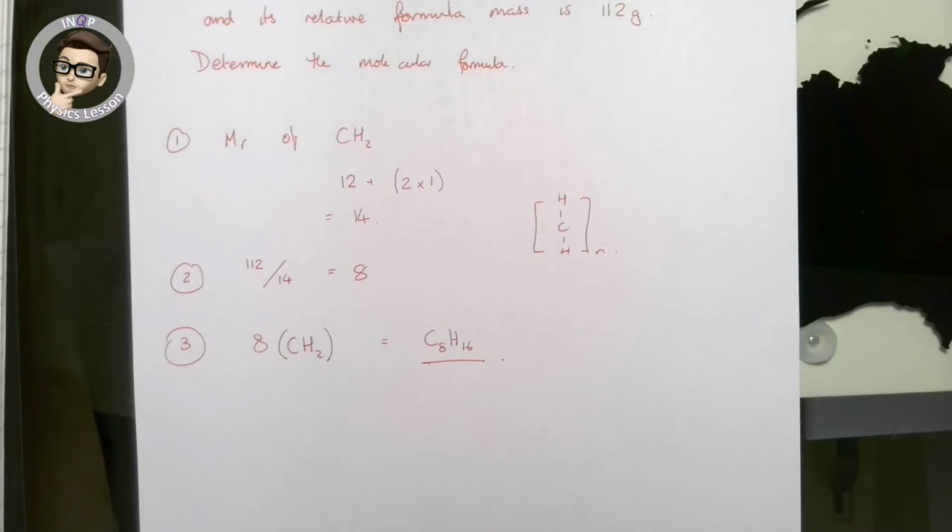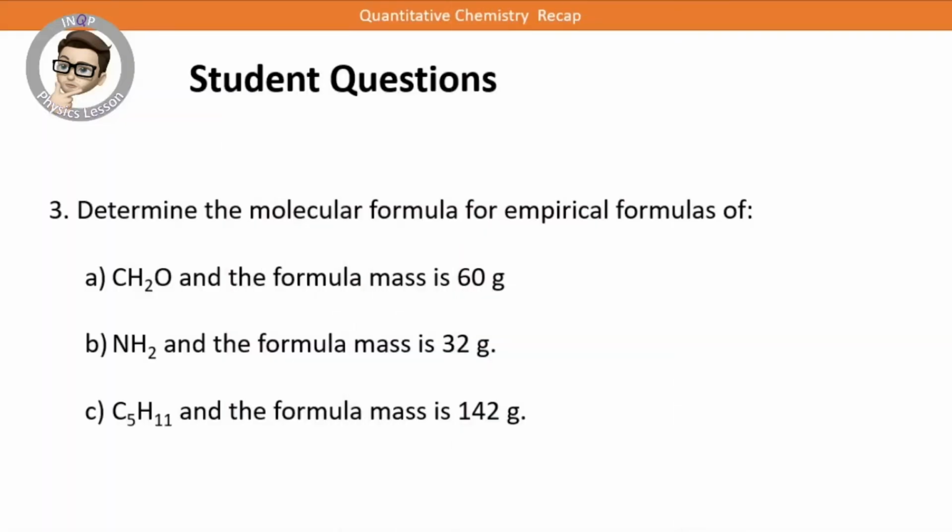So we're going to have a look at some questions now and make sure that you guys can do them. So 1 second, let's switch over to the PowerPoint. So 3 questions again. Determine the molecular formula for empirical formulas of CH2 and the formula mass being 60 grams, NH2 and the formula mass being 32 grams, and C5H11 and the formula mass being 142 grams. Pause the YouTube video here and have a go at these questions, and then when you're ready to carry on, you'll be able to see the answers that we're going through.